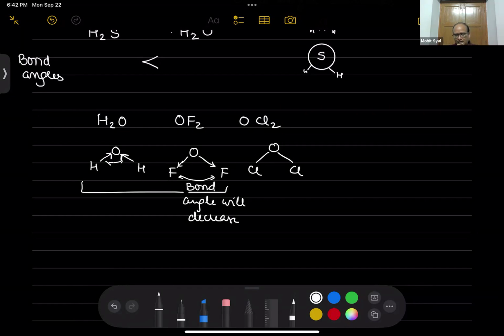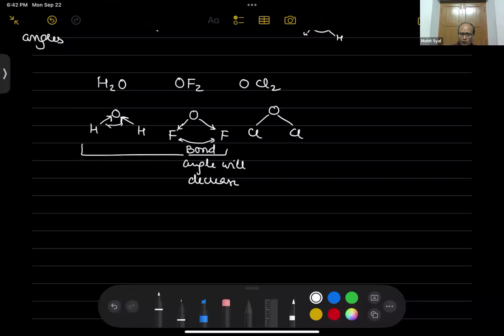But what happens is VBT is not applicable for molecules which have bigger substituents. Here also the bond angle should be low because chlorine is electronegative. But to our surprise, the bond angle is much larger.